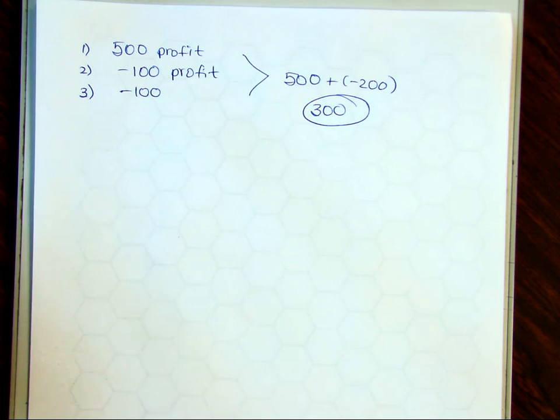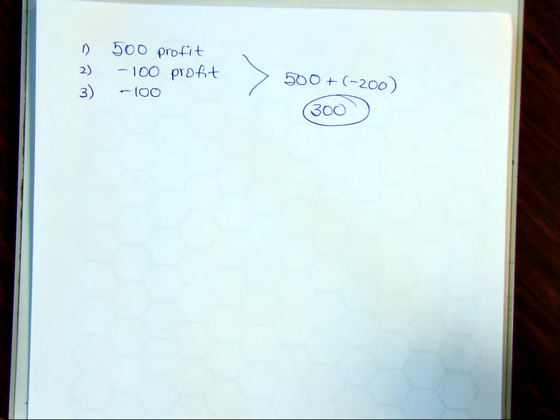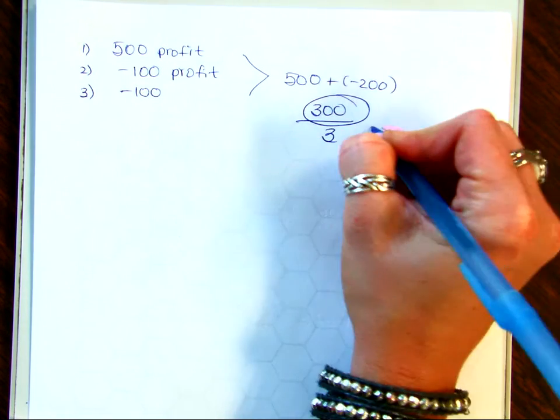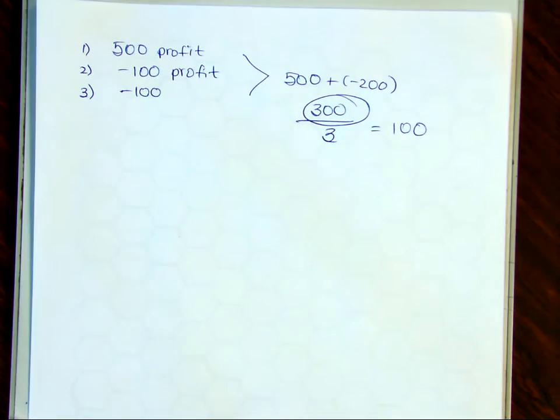If I were to say to you, what would their average monthly sales be? You know, average is you add them all up and then you divide by the number of months. So it would be on average 100, okay? So that then is our company profit.